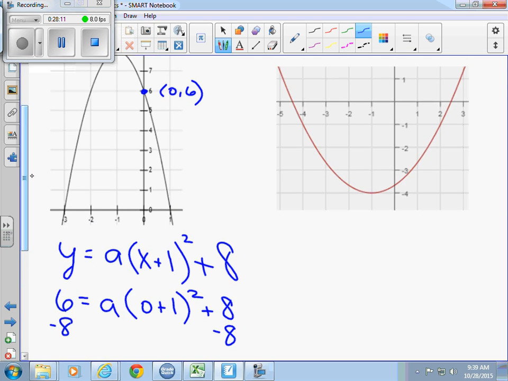Okay, let's try this one. Before I start this one, what should A end up being? Positive. It should end up being positive. We hope it is. What's the first thing I'm going to pick out? The vertex. Which is? -1, -4.